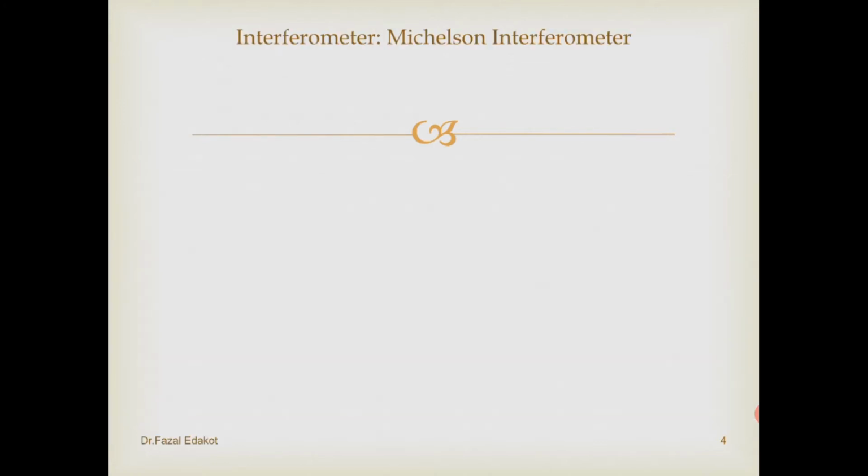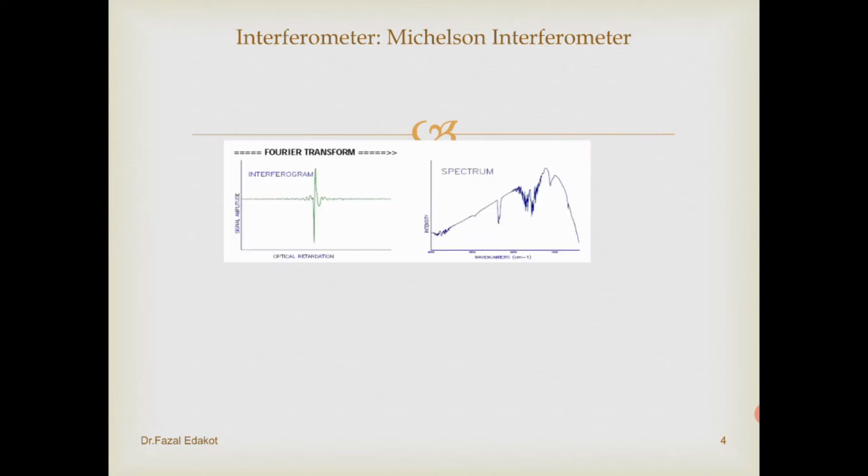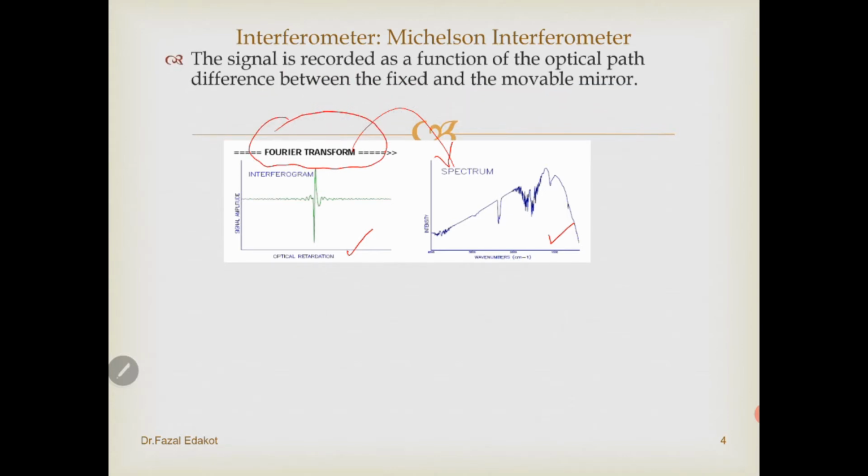And the infrared spectrometer, there is something which is connected to what we have learned in IR spectrometry. So you will be getting like this in the spectroscope, the instrument, but the spectrum will look like this. So this process from here to here is done by Fourier transformation. The signal is recorded as a function of the optical path difference between the fixed and the movable mirror. It's a term related to the instrumentation.